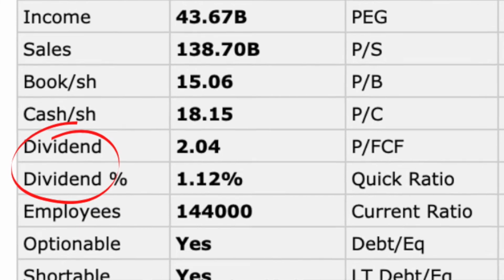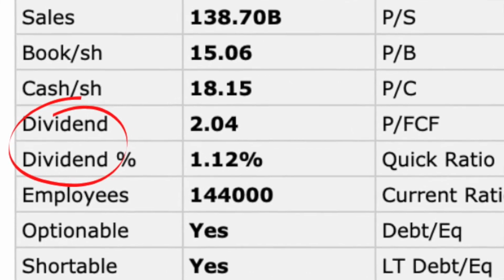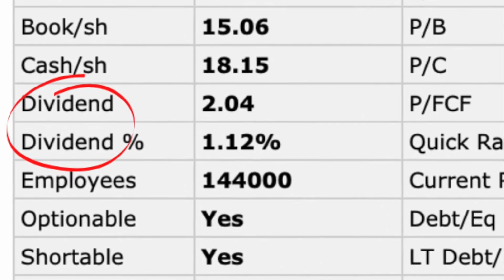So a 1.12% means if you invest $100 in Microsoft, you can expect to get $1.12. But most investors investing in Microsoft aren't really investing it for the dividend, they're investing more for the growth. Okay, let's go back to Facebook.